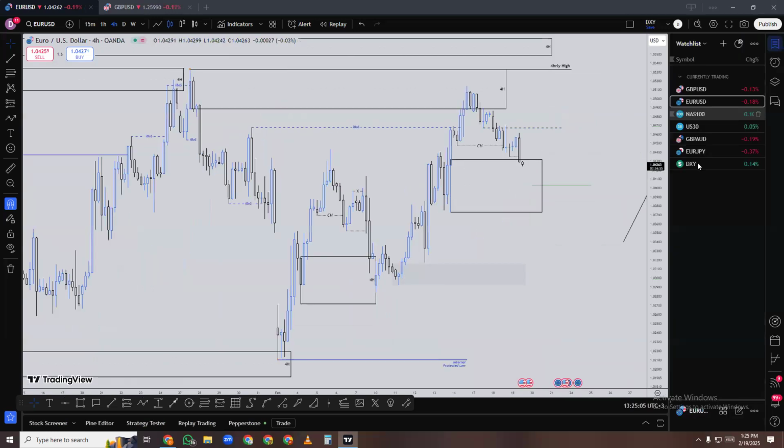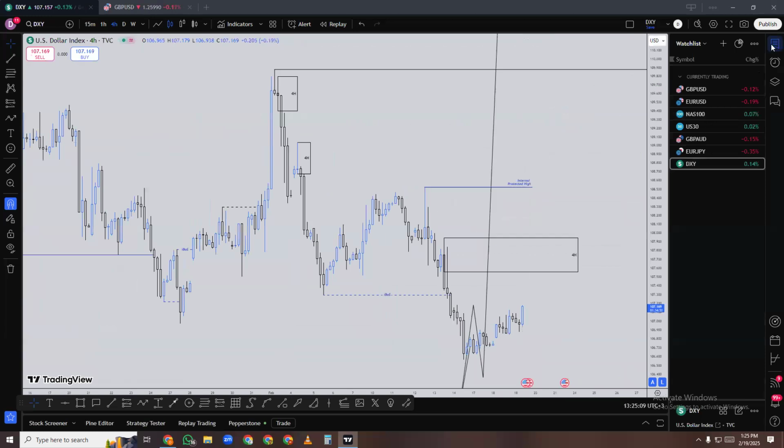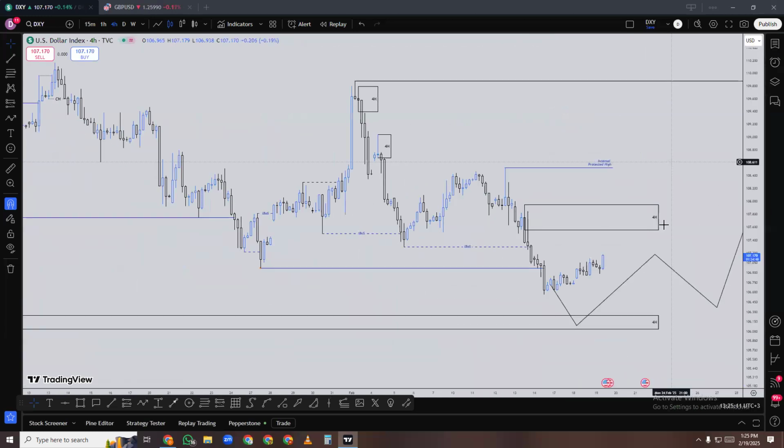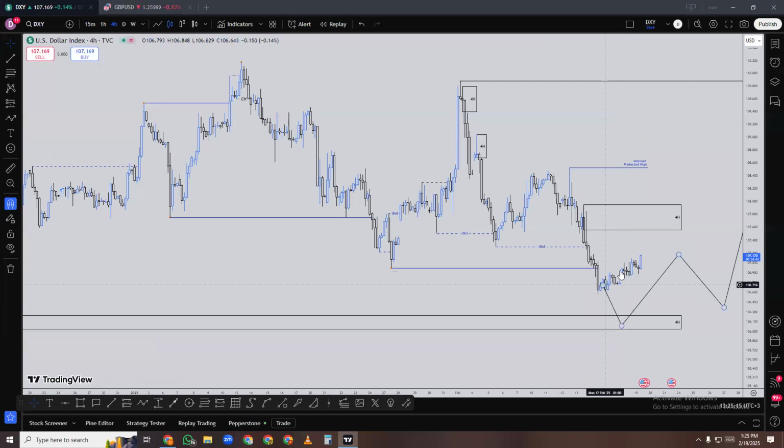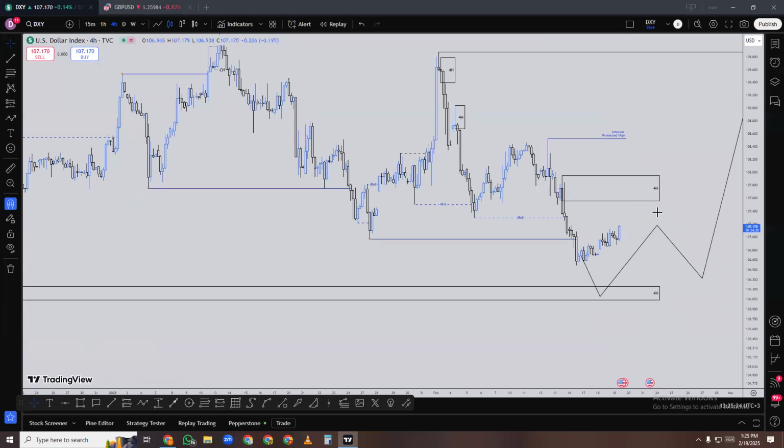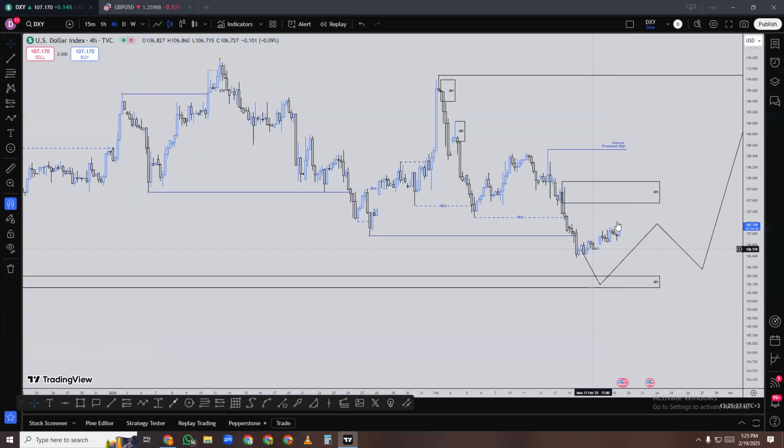I don't want to go to the DXY because I did mention that the DXY is just the opposite of what the Euro USD is doing. So looking at what's happening right now, I would just say that this is just a manipulation. And you can see it's forming, for those who trade retail patterns, a bear flag, if I'm not wrong, or something of the sort, yeah.